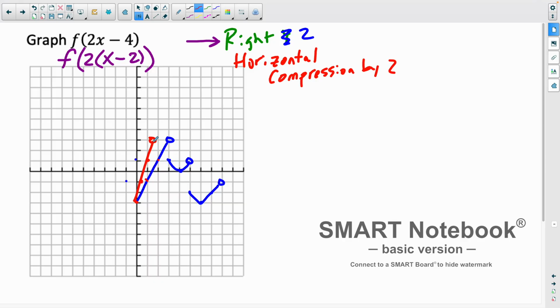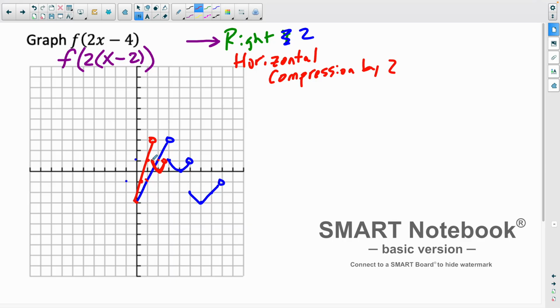This right here is at 4. So if I move it right 2, I'm there. Excuse me, not right 2. If I divide it by 2, I'm at 2. Then 3 gets divided by 2, and it's at 1.5. This 5 gets divided by 2, and it's at 2.5.